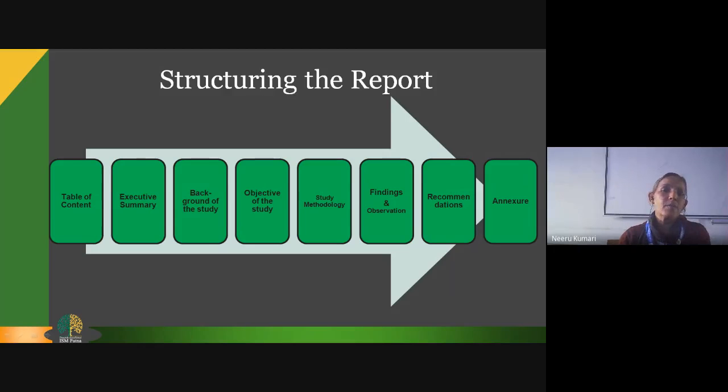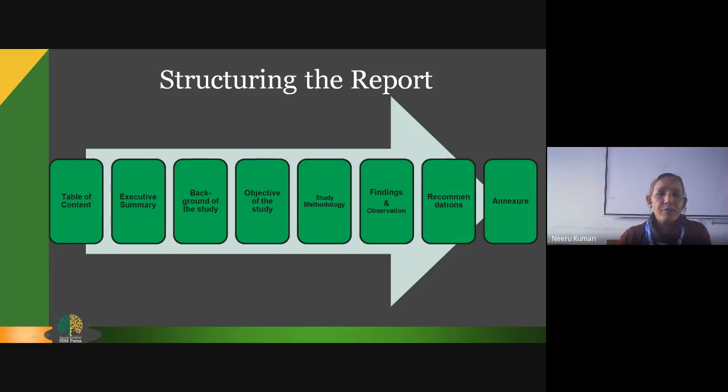And finally comes the table of contents. So, not to forget, whenever you are preparing any report, the executive summary will be prepared at the end, and finally you are going to prepare the table of contents. This will help you to present your ideas and thoughts in a logical manner. It will also help you to insert the necessary information.